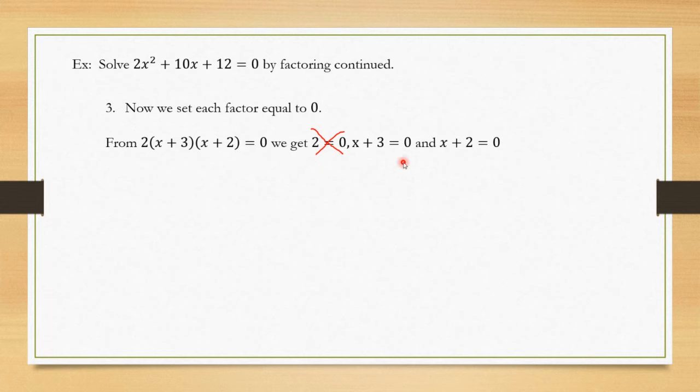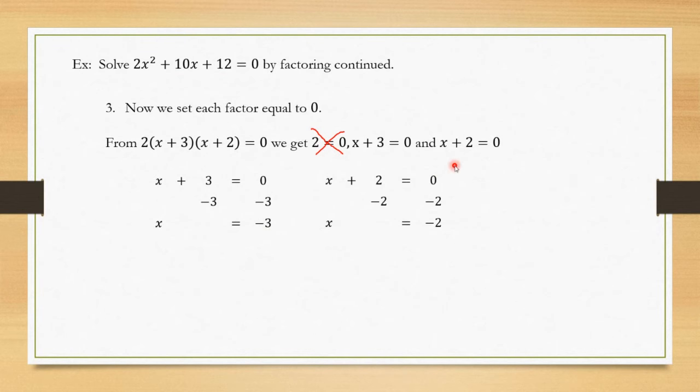We do have x plus 3 equal to 0 and x plus 2 equal to 0. So from these factors, we have an equation to solve. That's our first one, x plus 3 equal to 0, right? And so from there, we want to get x. We want to isolate x, get x all alone. So we subtract 3 from each side, and we get x is minus 3.